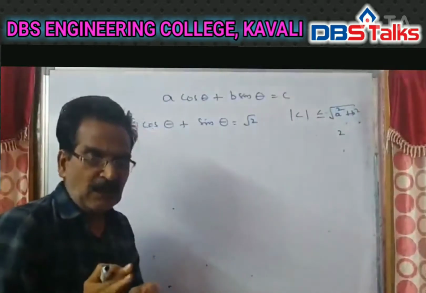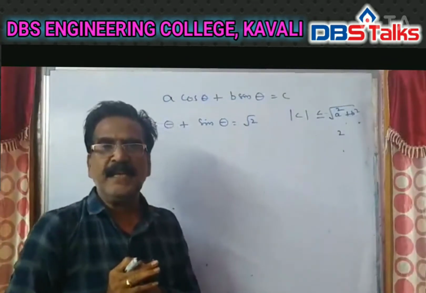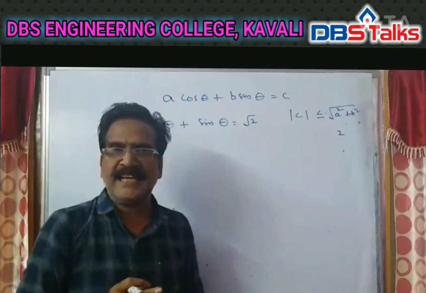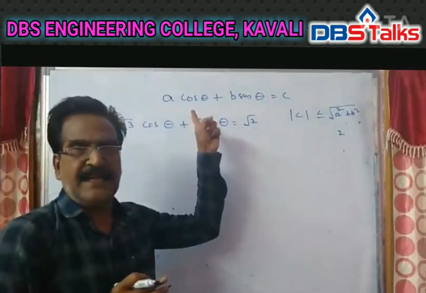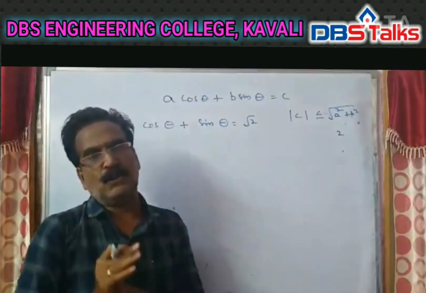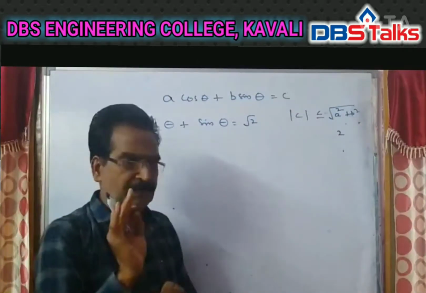Root of a square plus b square is 2. Mod c is only root 2. So here mod c is less than or equal to root of a square plus b square, so definitely this equation will have a solution. Now let us go for the solution.